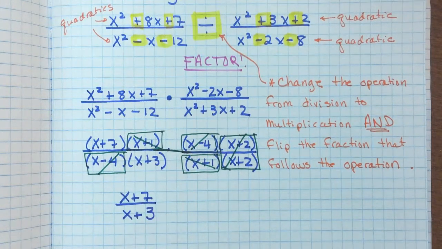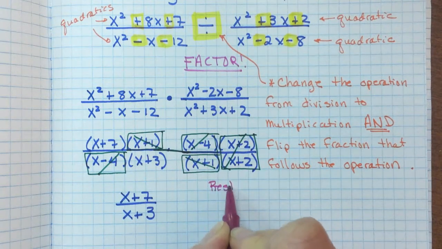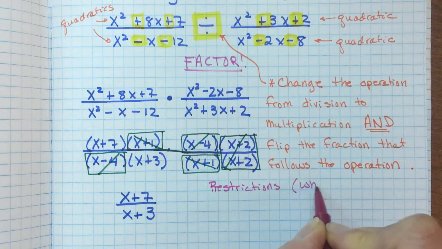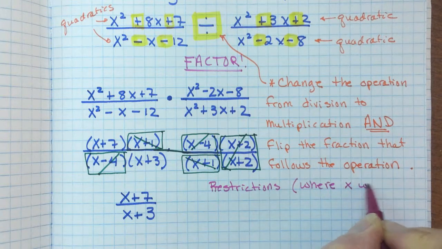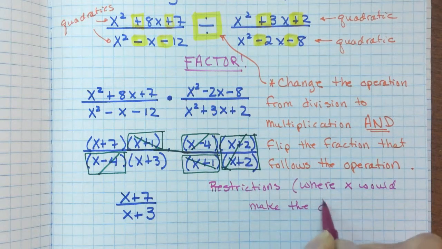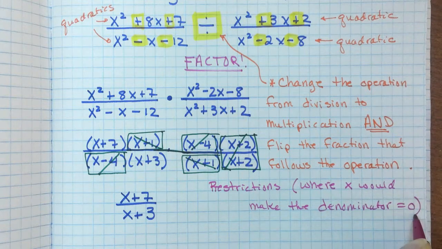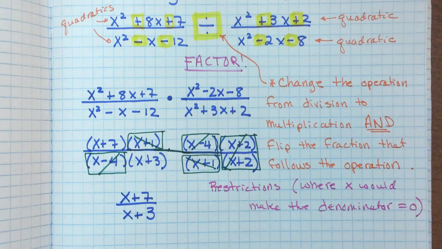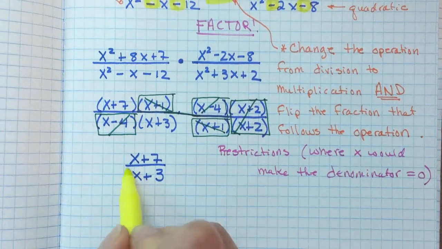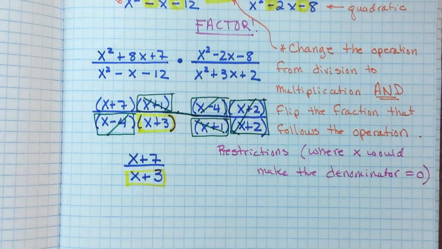But I have to remember, with rational expressions, I have to look for restrictions on x. So restrictions are where x would make the denominator equal to 0. I cannot have my denominator be 0. So the first easiest place to look is right here, which came from this denominator here.